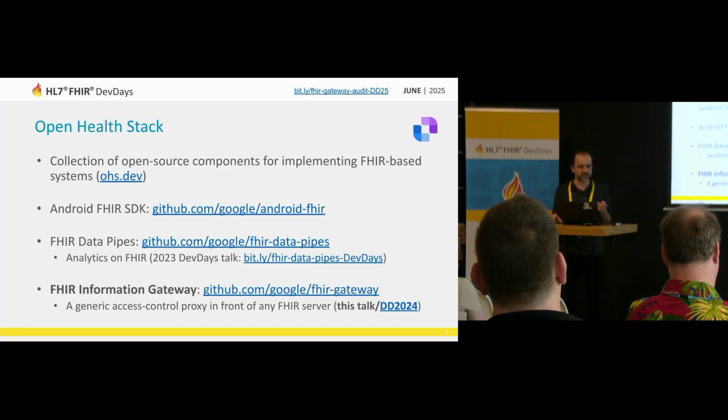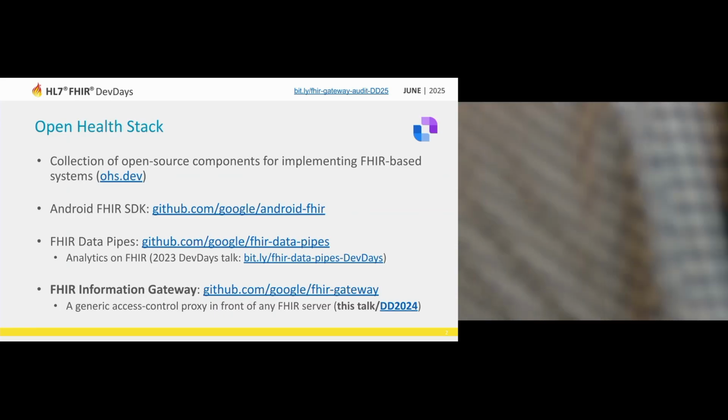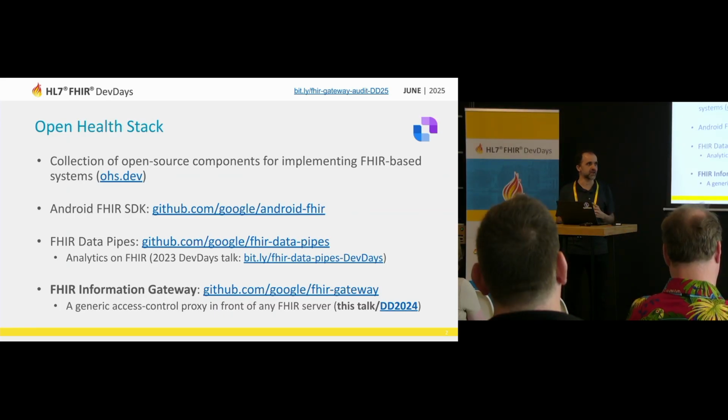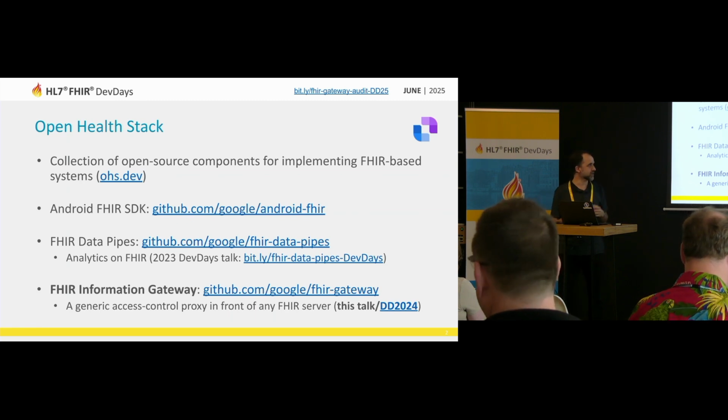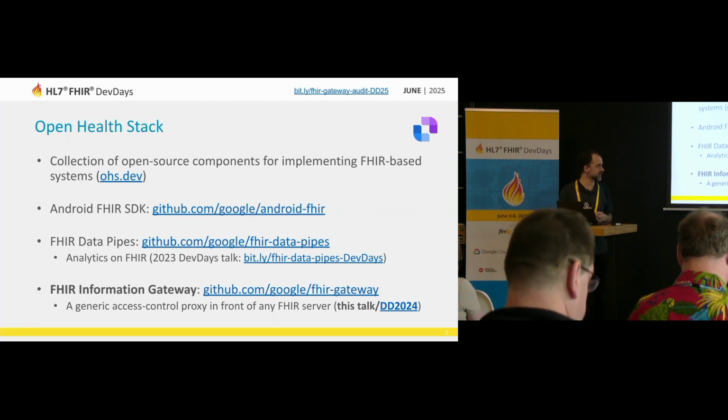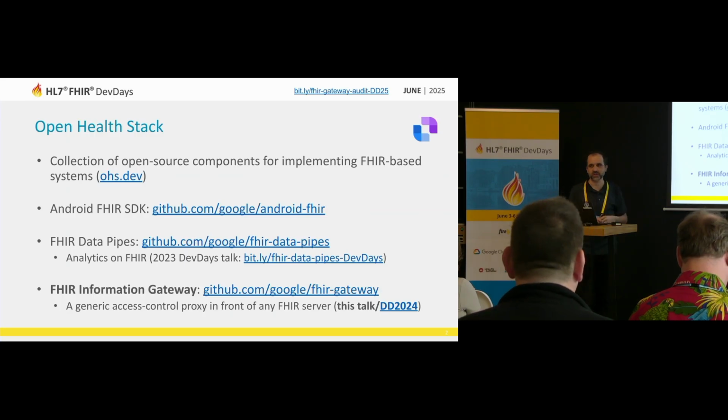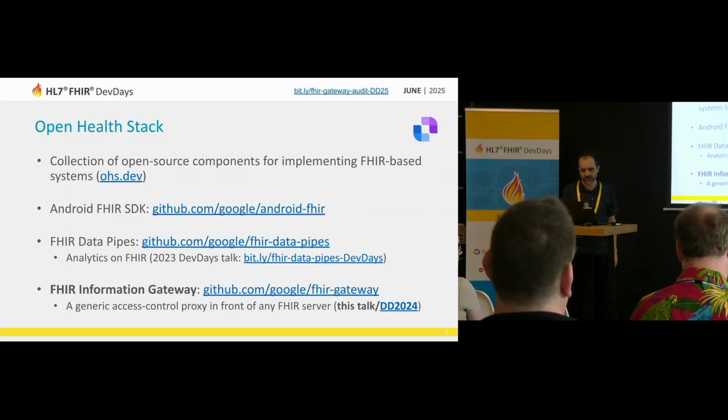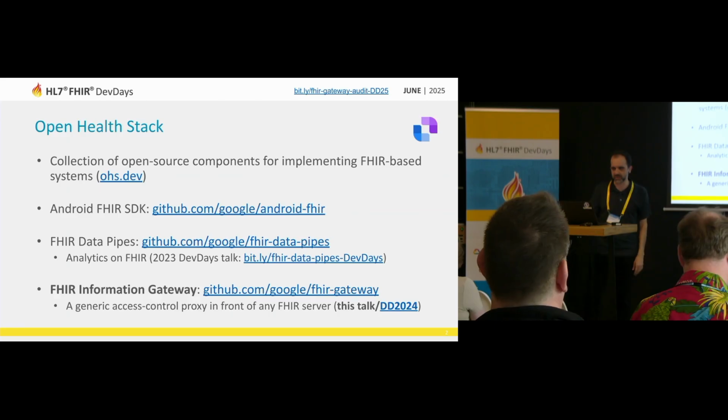There was a talk Jing did for the Kotlin multi-platform, which is related to this, and also Divya had a talk about the workflow library of this during this DevDays. FHIR data pipes, I briefly mentioned this in my talk on Tuesday for the text to SQL on FHIR. There is also a more detailed, longer tutorial, which I did 2 years ago here for DevDays. You can go watch that or see the slides. But this talk is about the FHIR Information Gateway, which is the third component here. And I'll cover that in more details.